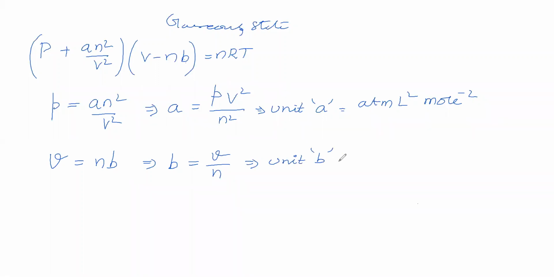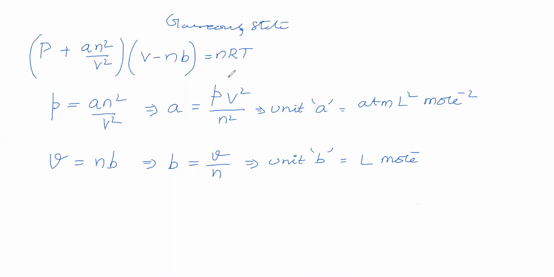Unit of b equal to volume by number of moles. Unit of volume is liter we will take. Unit of number of moles is per mole we will take. So liter per mole. In the place of liter, other units of volume also we can substitute: centimeter cube, meter cube, decimeter cube. Like this, any unit we can take in the place of liter. Per mole will be same as it is. Okay, this is about van der Waals equation. This van der Waals equation can be applicable for real gases. So van der Waals made a correction in ideal gas equation in order to apply for real gases.